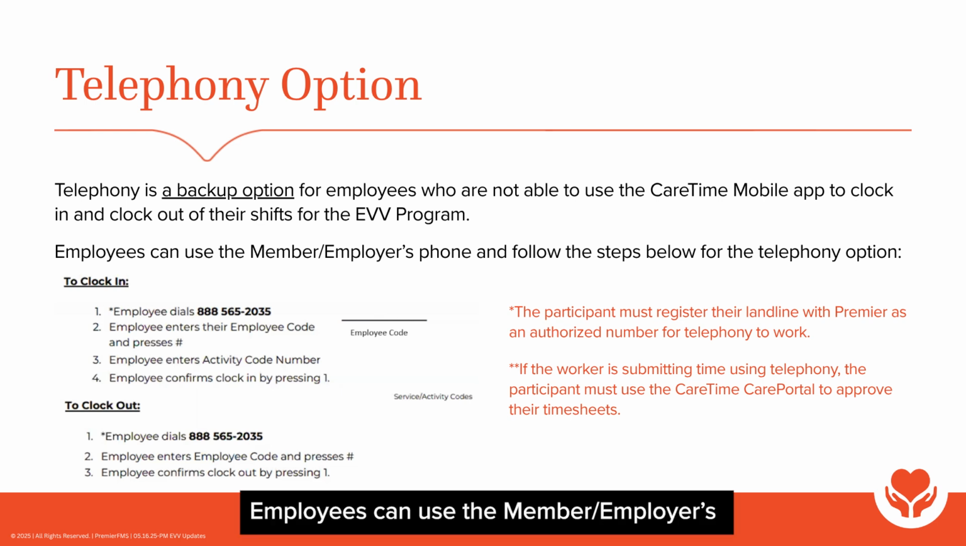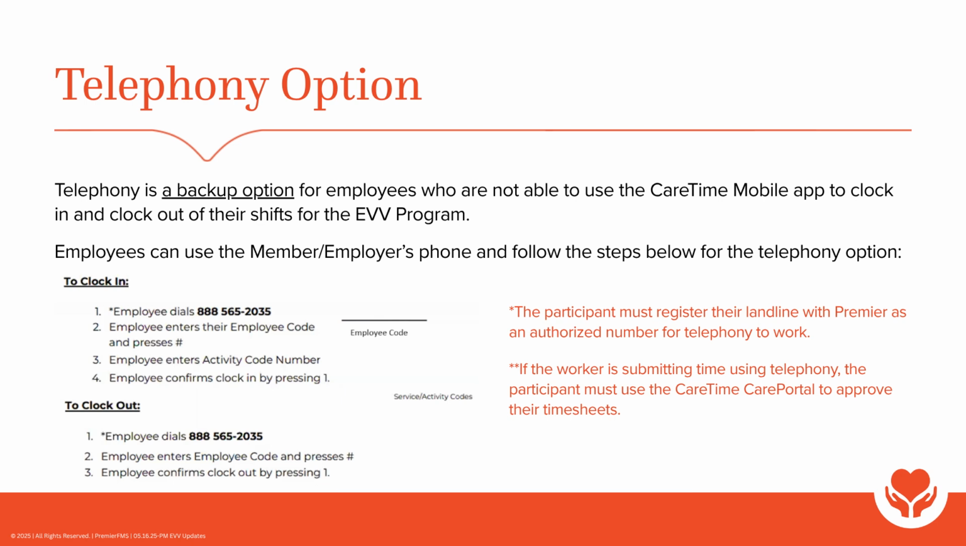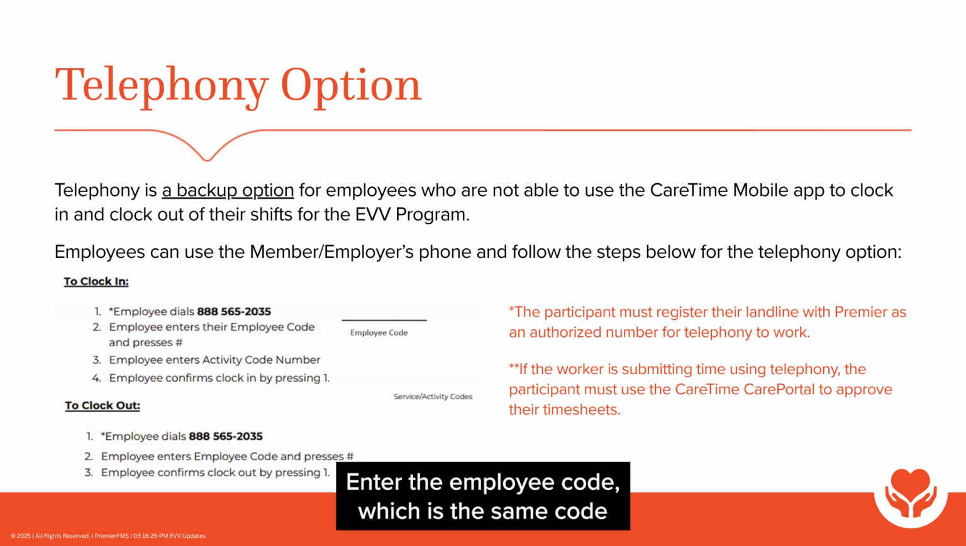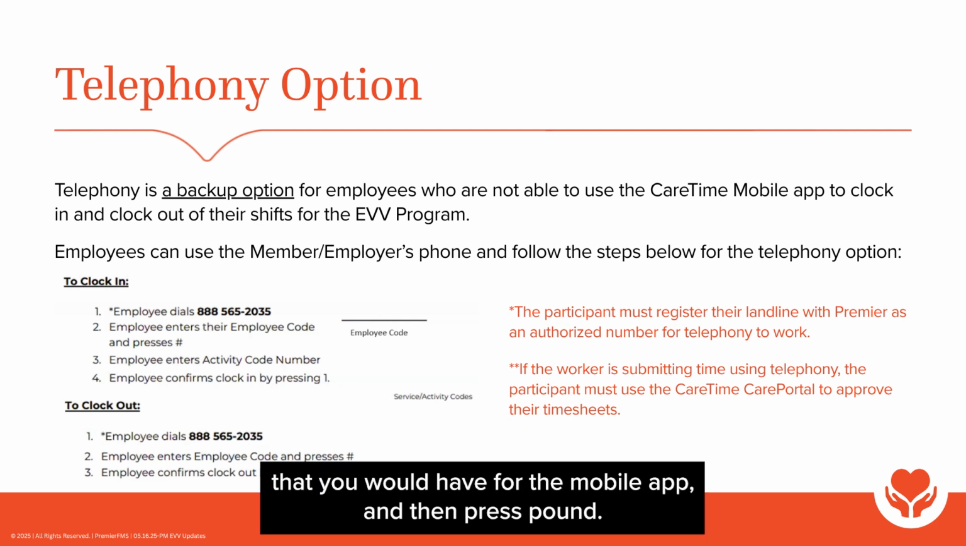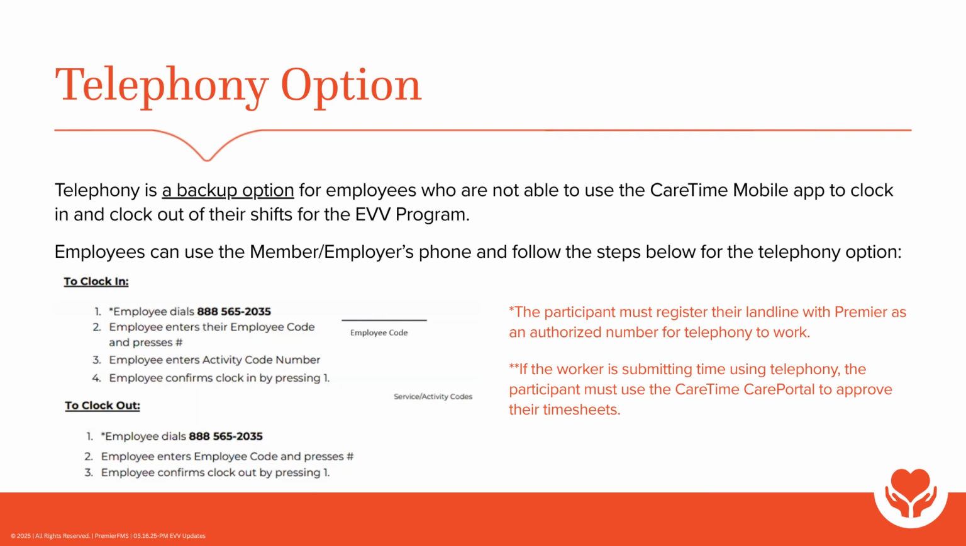Employees can use the member employer's phone and follow the steps below. To clock in, the employee would dial the number listed, 888-565-2035, enter the employee code, which is the same code that you would have for the mobile app, and then press pound. The employee would enter their activity code and then confirm by pressing 1.